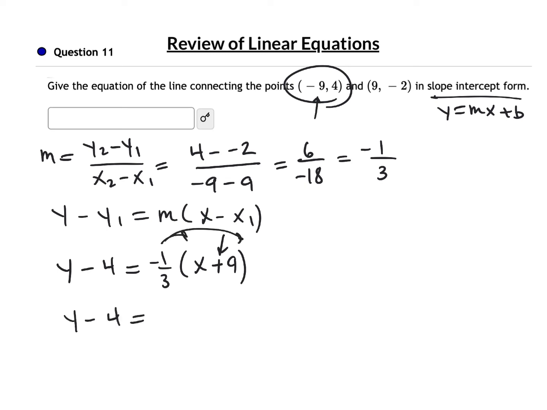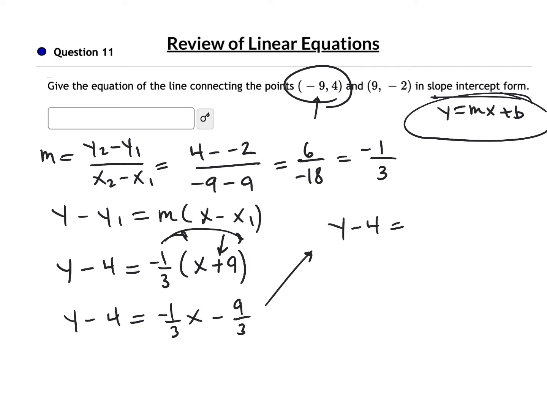We're going to solve for y and put it in slope-intercept form. Negative 1/3 x. Negative 1/3 times positive 9 is negative 9/3. But yes, that simplifies. It becomes y minus 4 equals negative 1/3 x minus 3. And I can get y by itself. I just have to add 4 to both sides. And we get y equals negative 1/3 x plus 1.